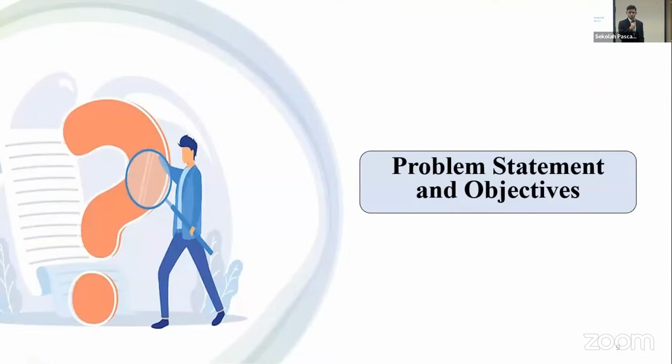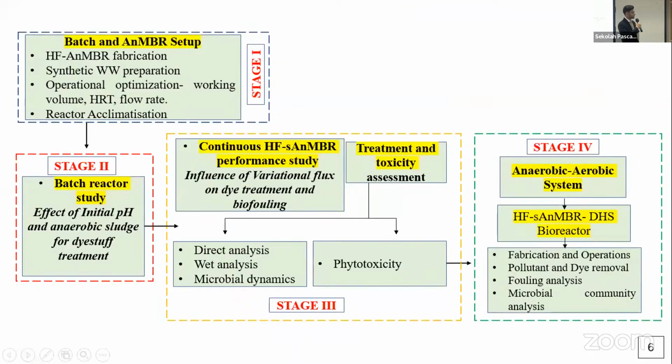Moving toward the problem statement and objectives, before going to the objectives, this is the overall timeline of the research. In stage 1, we first of all fabricated the batch reactor as well as the anaerobic membrane bioreactor, and we prepared the synthetic wastewater. We use synthetic wastewater in our research. In stage 2, we go with the batch reactor, and we check the effect of initial pH on dye and pollutant removal, as well as the effect of anaerobic sludge on the overall dye removal in the batch reactor. Further, we move on to the continuous study using the hollow fiber submerged AnMBR.